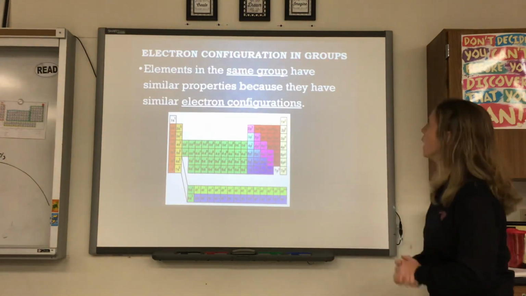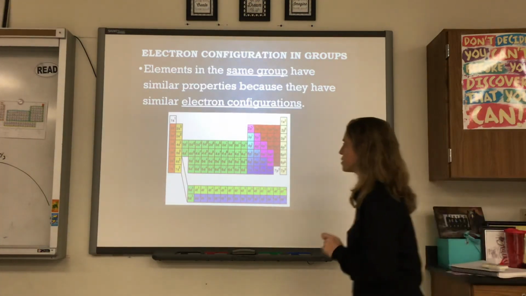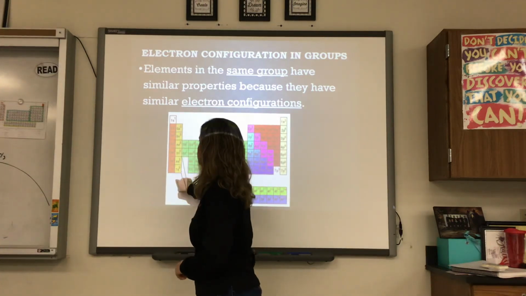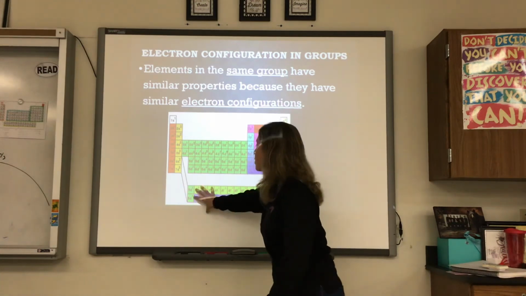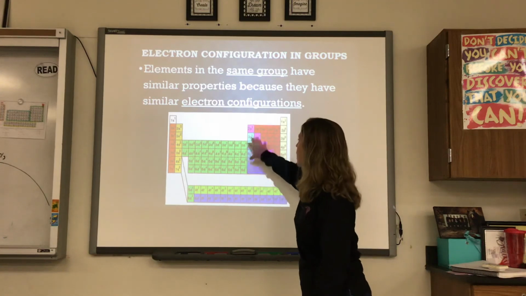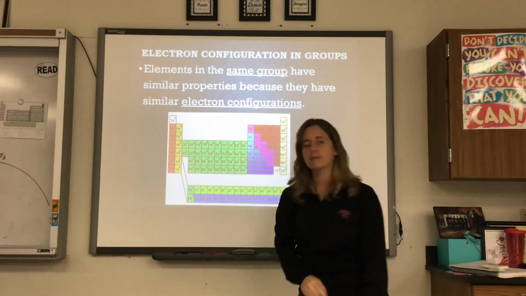Now, elements in the same group have similar properties because of similar configurations, meaning this is my s1 column. This is my s2. Remember, these are all the d sublevel, transition metals. Here's my f block. This is the lanthanide and actinide series. And then my p sublevel, okay? And then my noble gases.